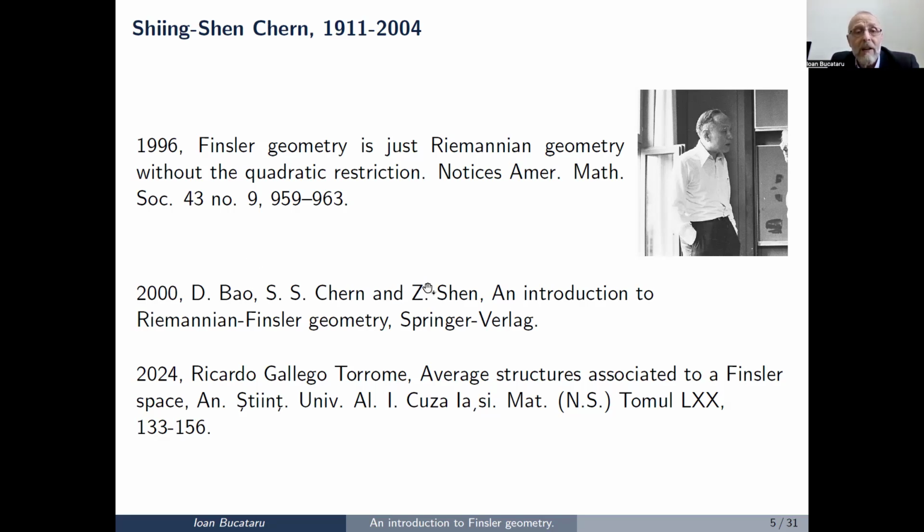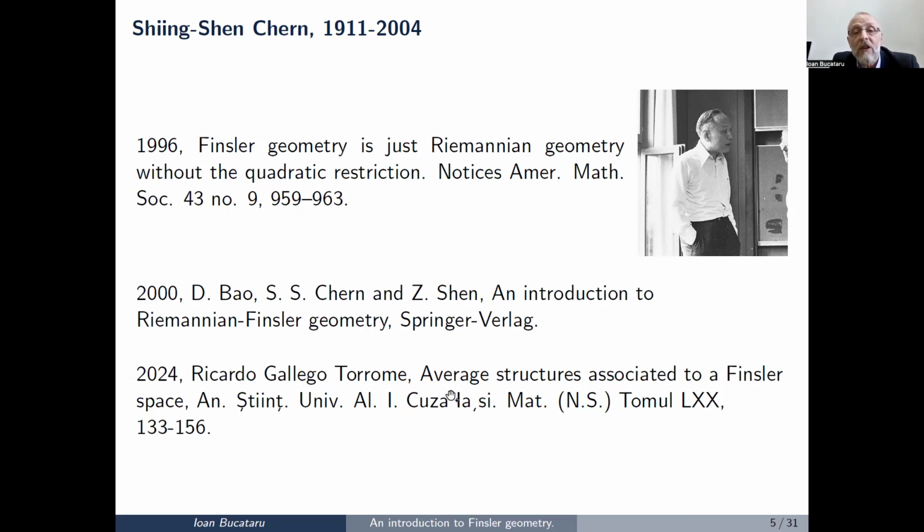Okay, another paper, another book that is fundamental for Finsler geometry is this book by Bao, Chern, and Shen, An Introduction to Riemann and Finsler Geometry. And in this book, they present very nicely the translation of very important problems from the Riemannian context to the Finslerian context. Here I'm quoting another recent paper.